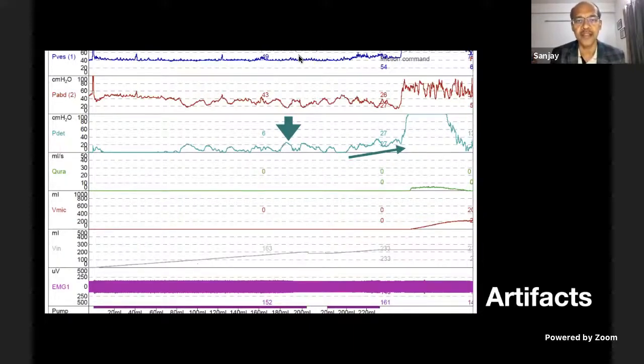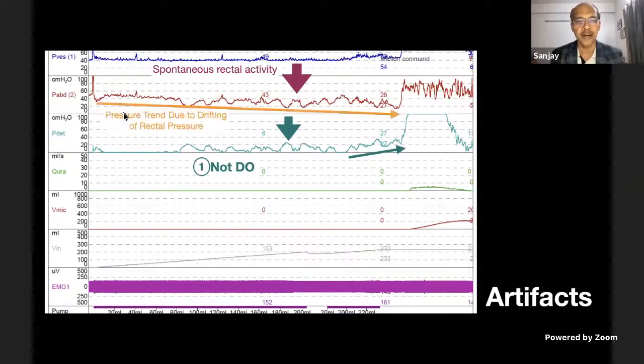And if you don't find something there, it's got to be an artifact. So you can see here there's spontaneous rectal activity, and this is not detrusor overactivity, it's an artifact. And what looks like reduced terminal compliance is in fact a drift of rectal pressure as the bladder is being filled, because there's a leak at some point, or there's an air bubble or something interfering with the rectal pressure record, and that drift down is reflected in what looks like poor compliance. So it's not really poor compliance, because you can see the vesical pressure is almost a flat line, very little rise towards the end.